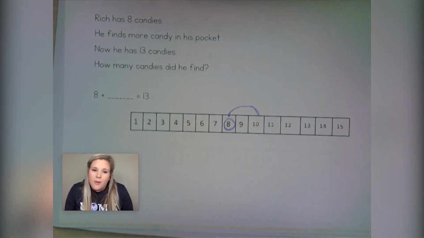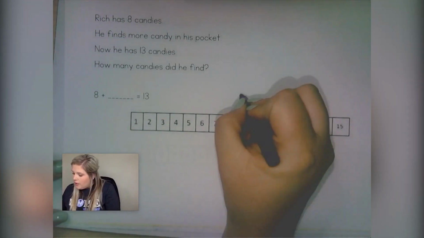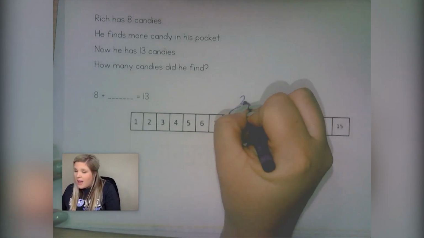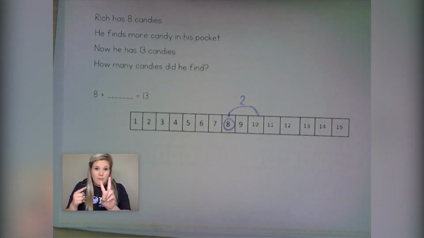I also know that 8 plus 2 equals 10. So this big hop is the same as 2 smaller hops. So I am going to write the number 2 above that big hop to help me remember that that one counts for 2. I hope you're starting to see a connection to how we made a 10 in some of our previous lessons.